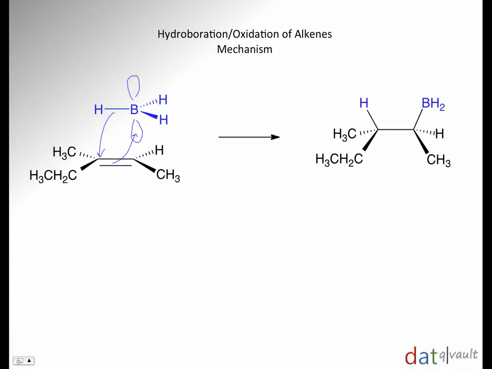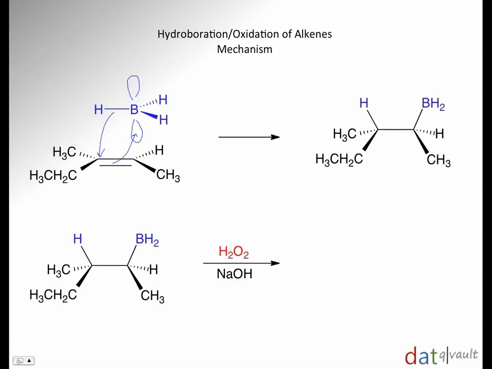Alright, now we have the anti-Markovnikov addition product of the boron to the alkene. Also we have the syn addition product. Hydrogen and boron have now added to the same side of the alkene.